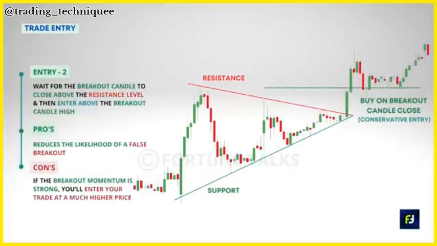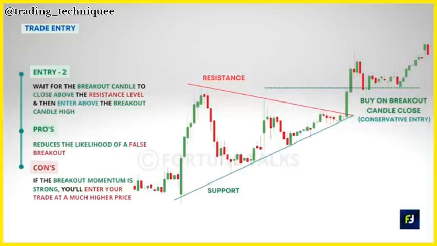The second method is similar to the previous approach. The only difference is that you wait for the price to break and close above the descending trendline resistance. You can enter long above the breakout candle highs once the candle closes. This method reduces the likelihood of a false breakout, but if the price momentum is strong, then you will probably be entering at a much higher price.